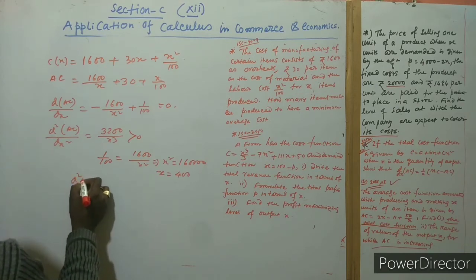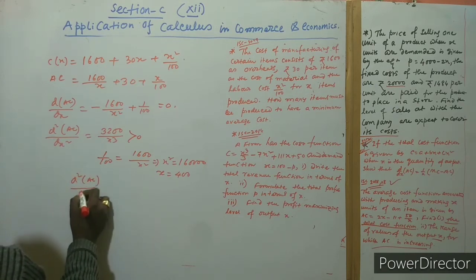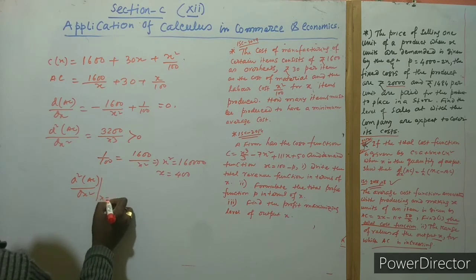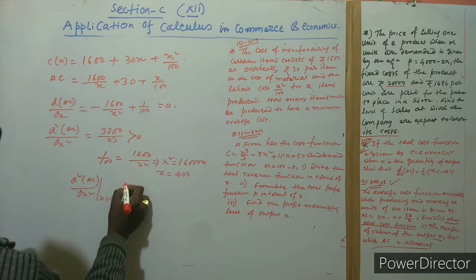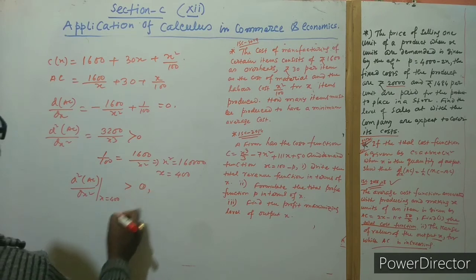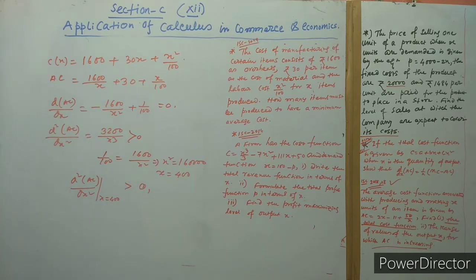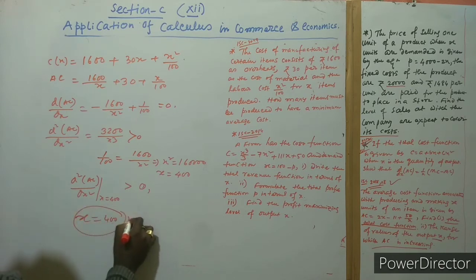Okay, so we can write again d2 AC by dx2. But logically this is never negative. This is more than 0 here. So when the level of output is 400, the average cost attained is minimum. Therefore the answer is 400. Level of output is 400 units. Then the average cost is minimum.